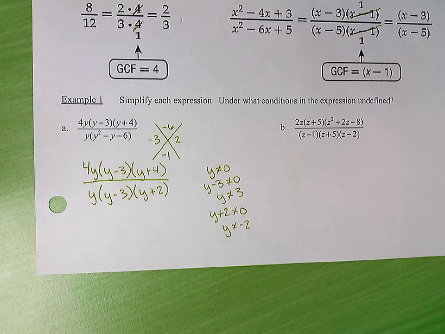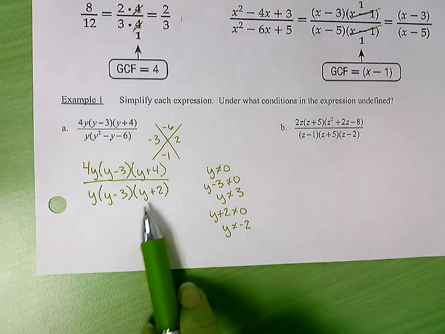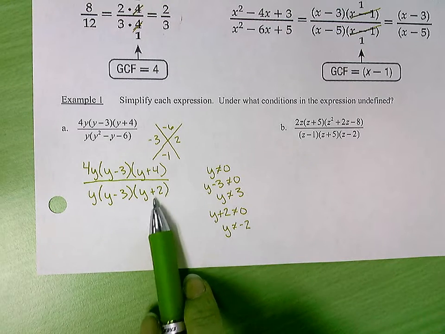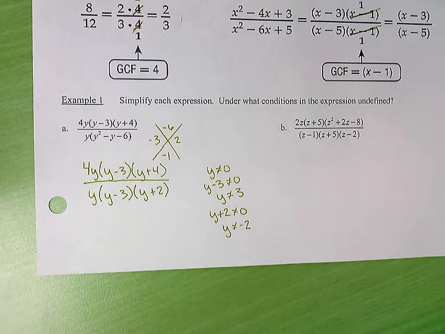Okay, so this is finding where it's undefined, because if I were to plug in negative 2 for y in any of those, on the bottom here, I get 0. And then I have 0 times whatever number this is, whatever number that is. And that's still 0. And your denominator cannot equal 0. Okay, that's why I have to do that part.